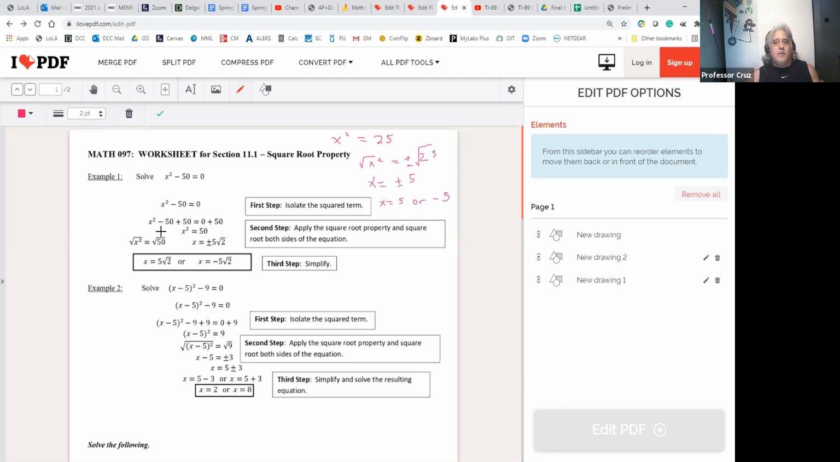Okay, here it's a little bit more complicated. This one would be easily factorable, because we would have x squared minus 25, which is x minus 5 times x plus 5. But if you have these methods at your disposal, you can use them, and a lot of times they're quicker than factoring.